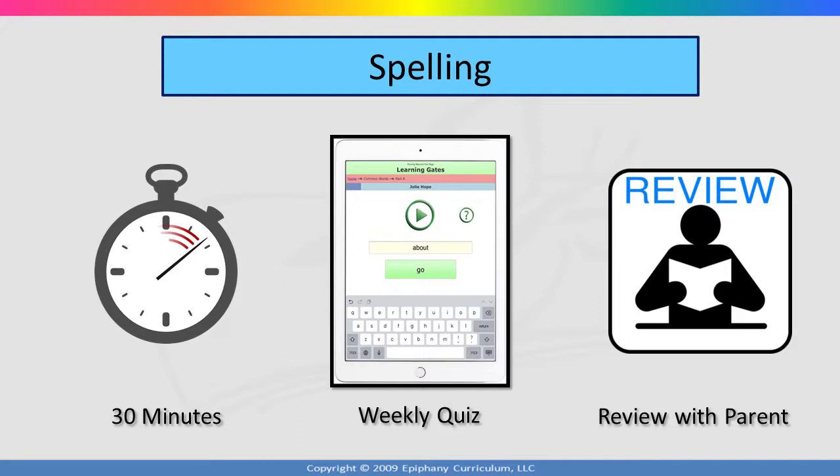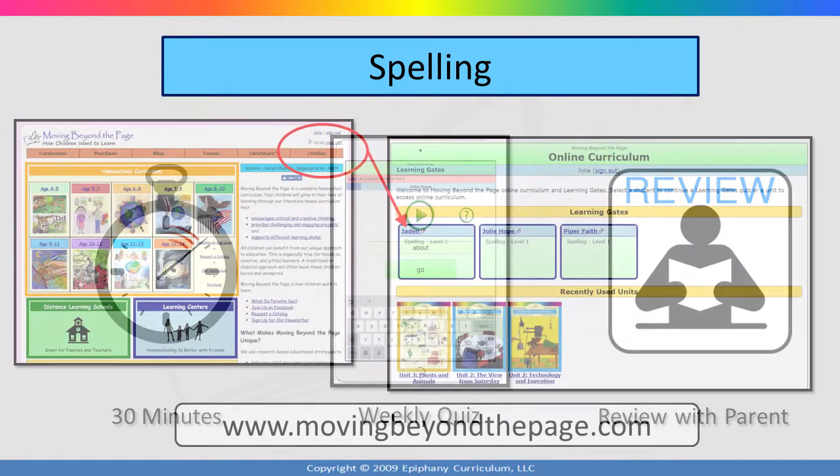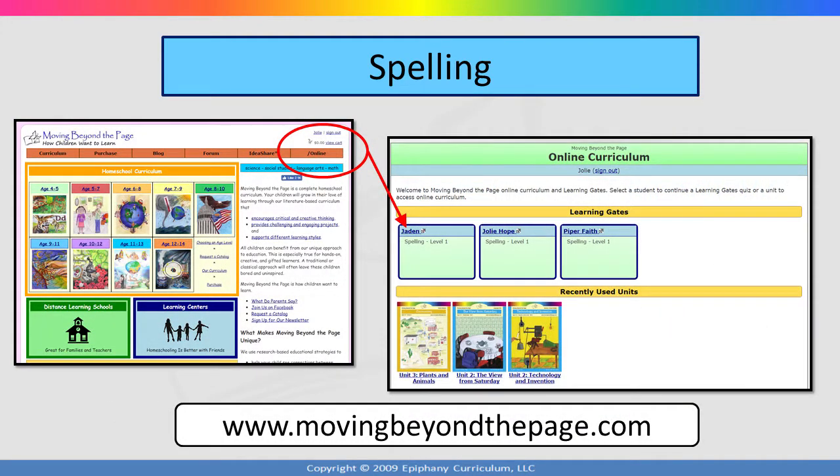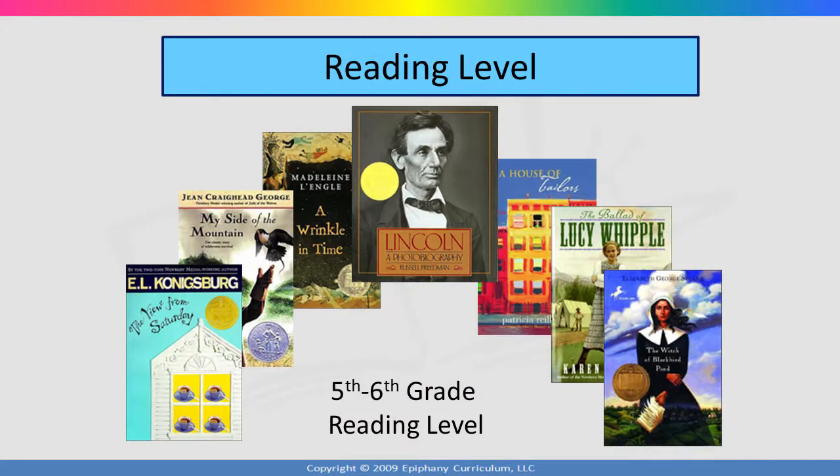We provide you with tools to make this really simple. To get started, just navigate a web browser to www.movingbeyondthepage.com. Click the online link in the upper right corner and then select your name from the list of students. It is important that your child be able to read the novels and books independently. The books in the age 9 to 11 level are generally between a 5th and 6th grade reading level.